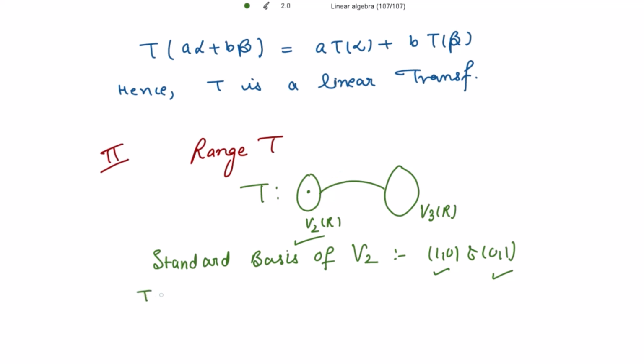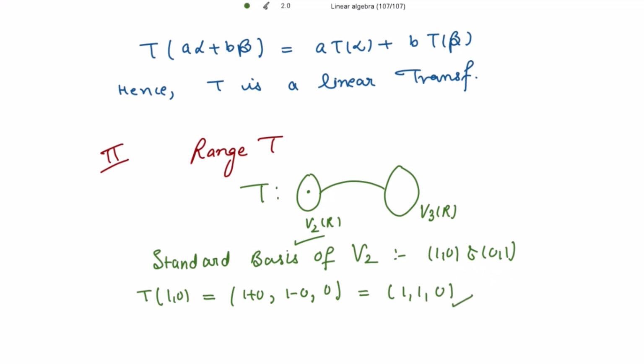Now when applying the transformation on this first vector (1, 0), how is T defined? It is the sum of the two elements, comma the difference of these two, comma the last element. This is how T is given to us, right? This is how the definition of T is given to us. So that is equal to (1, 1, 0).